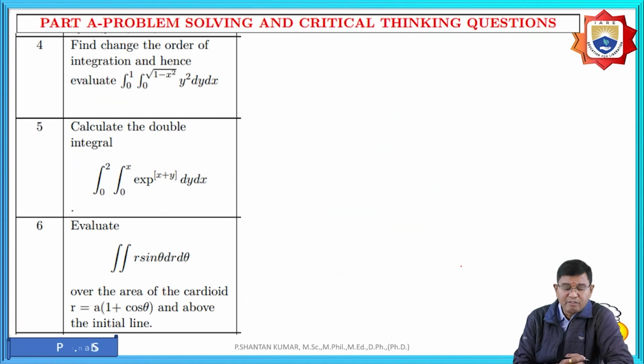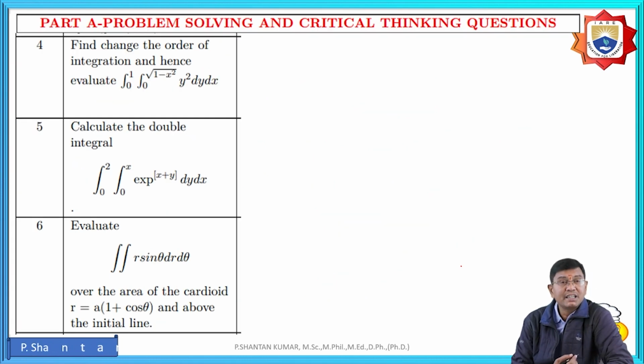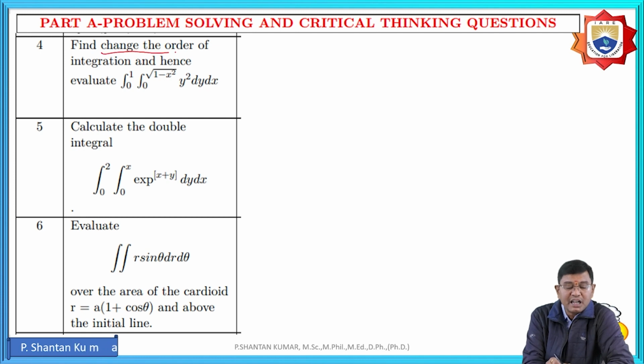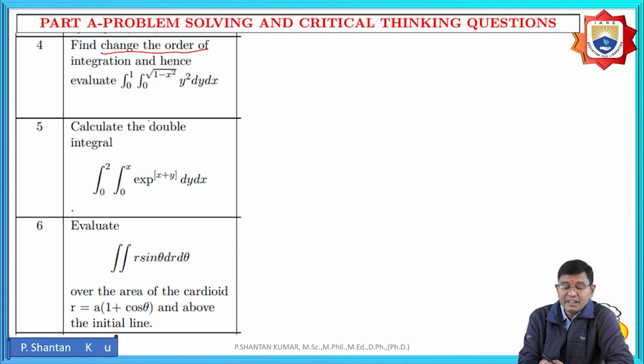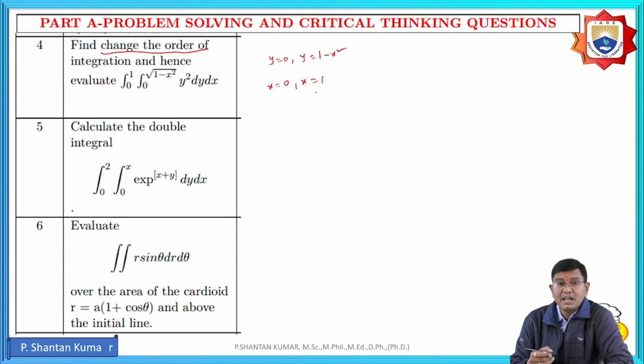And next one: change the order of integration and hence evaluate. The problem is not to directly find the solution; it says to change the order of integration. According to this, the limits are given that y is equal to 0 and y is equal to root of 1 minus x square, and x is equal to 0 and x is equal to 1. That means we need to solve the equations and after that draw the diagram properly.